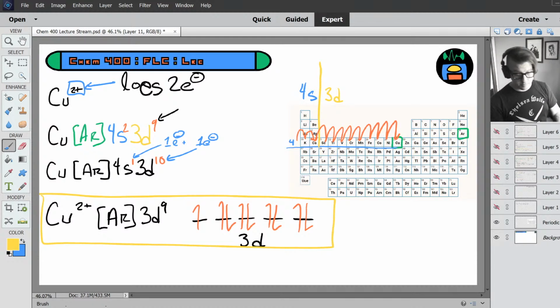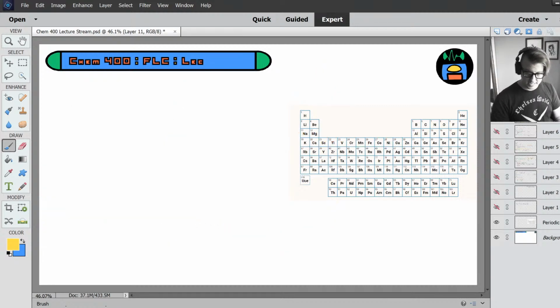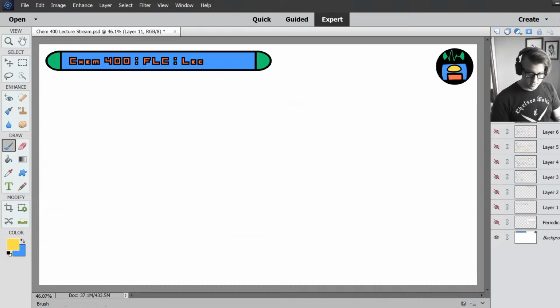The last topic in chapter 8 that we have to go over is the topic of periodic trends.